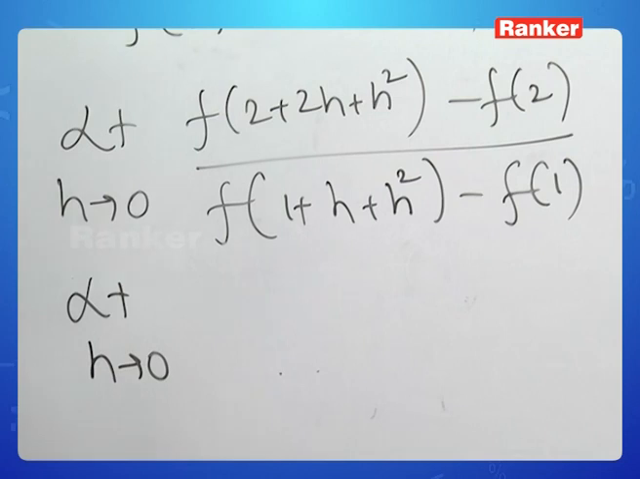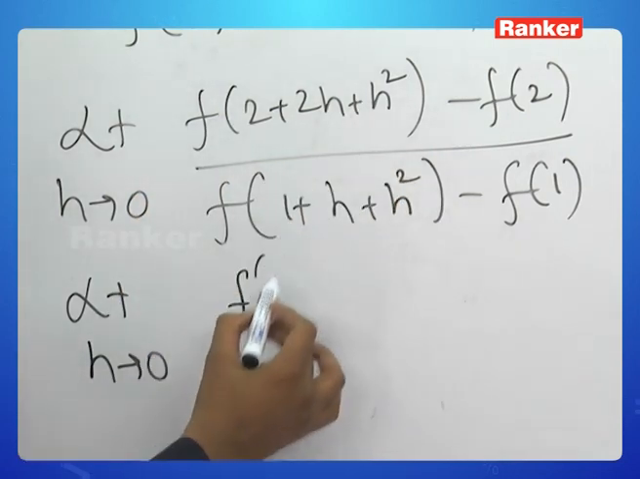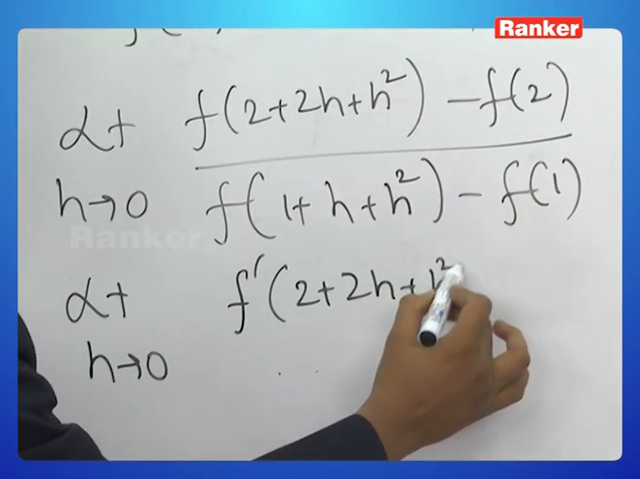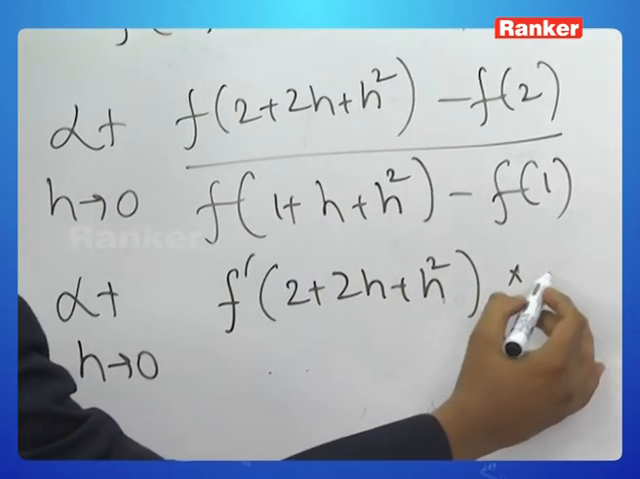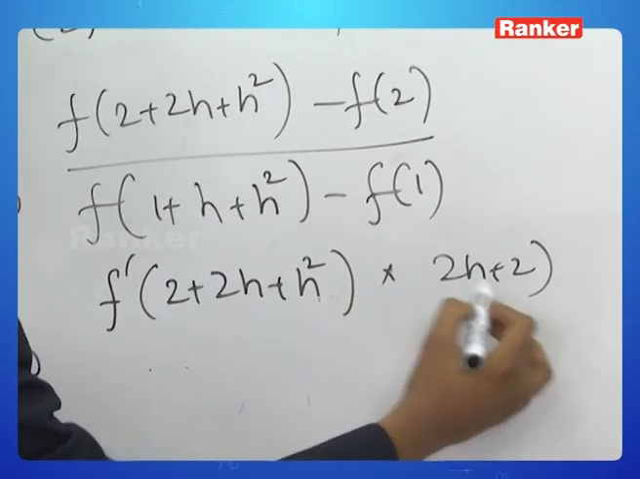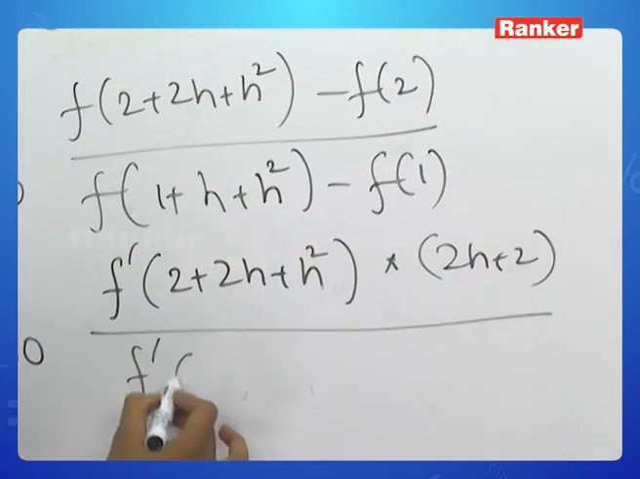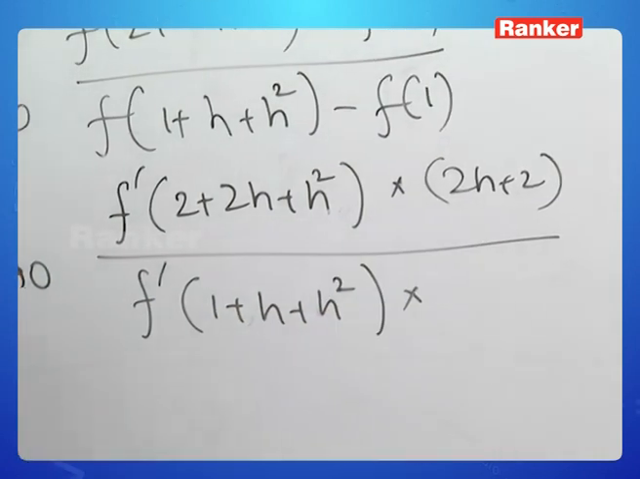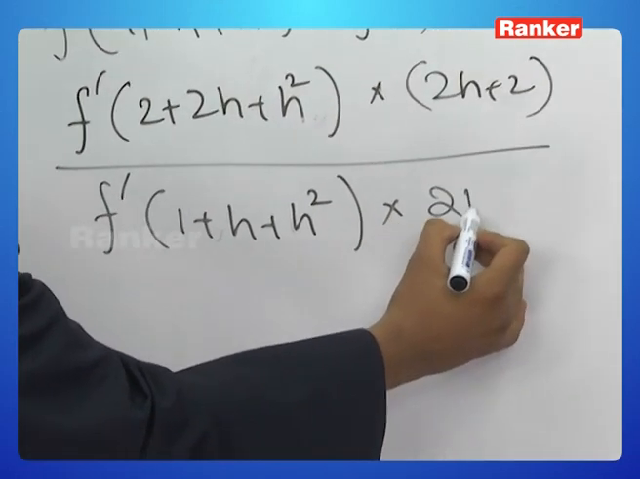So, let us differentiate the numerator. Derivative of f of 2 plus 2h plus h square is f dash of 2 plus 2h plus h square into the derivative of 2 plus 2h plus h square, which is 2h plus 2, divided by the derivative of the denominator, f dash of 1 plus h plus h square into the derivative of 1 plus h plus h square, which is 2h plus 1.